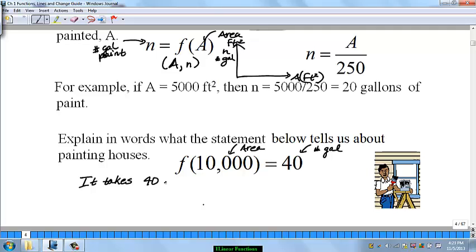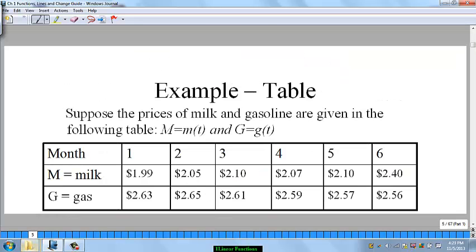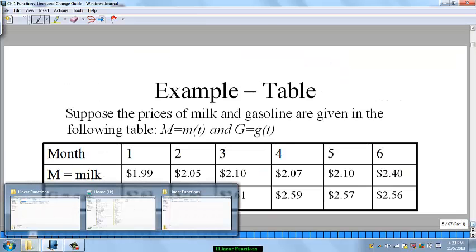40 gallons of paint to cover 10,000 square foot area, or a house. You could also say a 10,000 square foot area requires 40 gallons of paint. They're both the same. You can say it either way, but that's how I want you to take the math and make it into words.